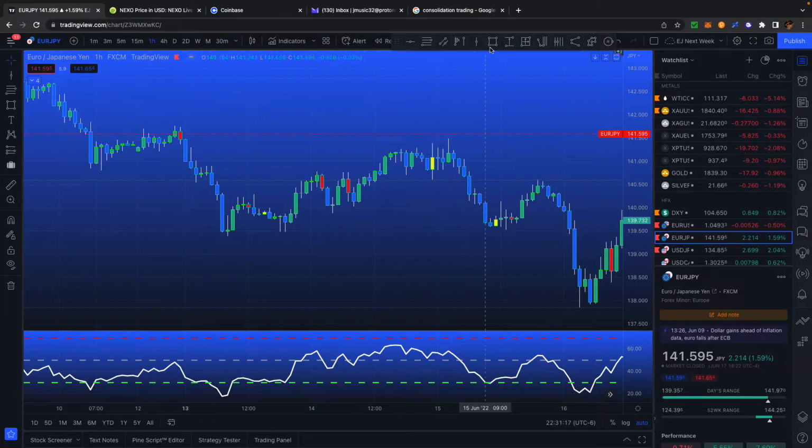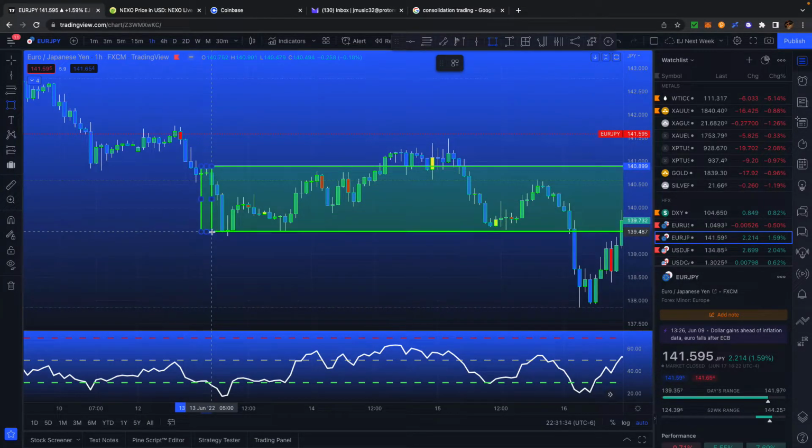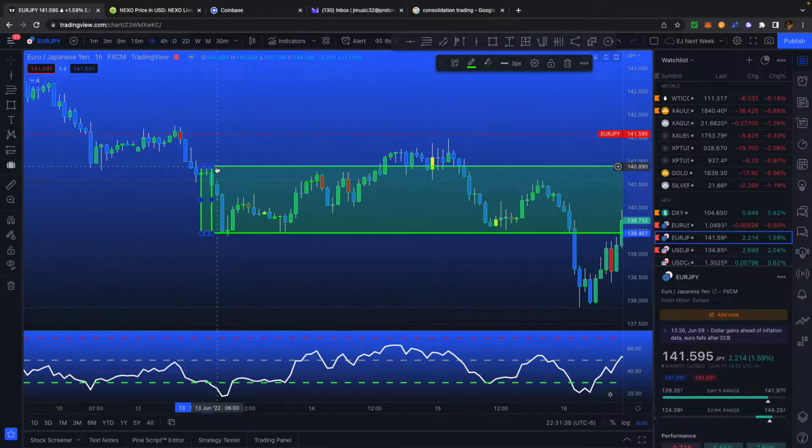Here's what you want to do. You want to look at three candles that are all the same color, and you want to box those candles up. So right now we're going to go from this area right here. Blue candle, blue candle, blue candle. If the market does not break out at the top or the bottom of those three blue candles, this is considered consolidation.